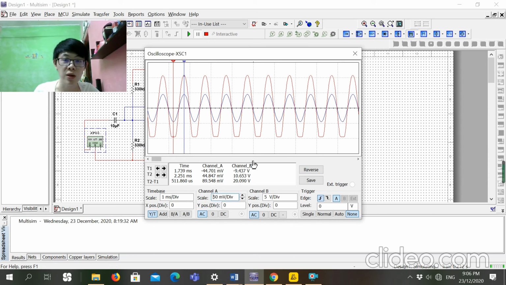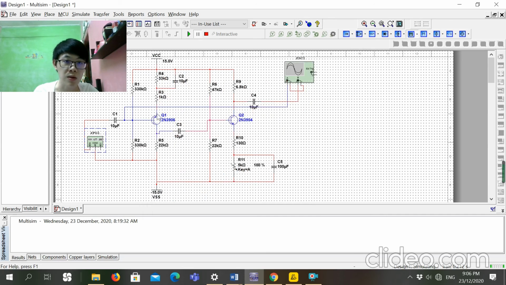20.09 volts, and we can solve for voltage gain, dividing the output voltage value by the input voltage value, and find the voltage gain between the input of the first stage and the output of the second stage.